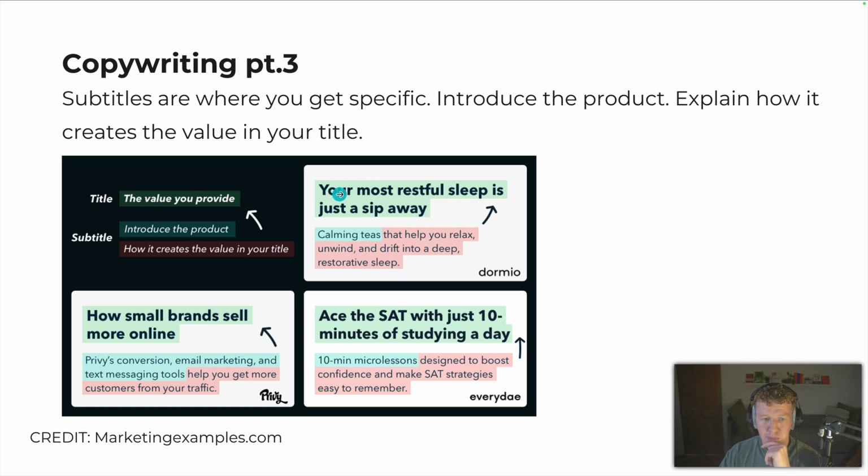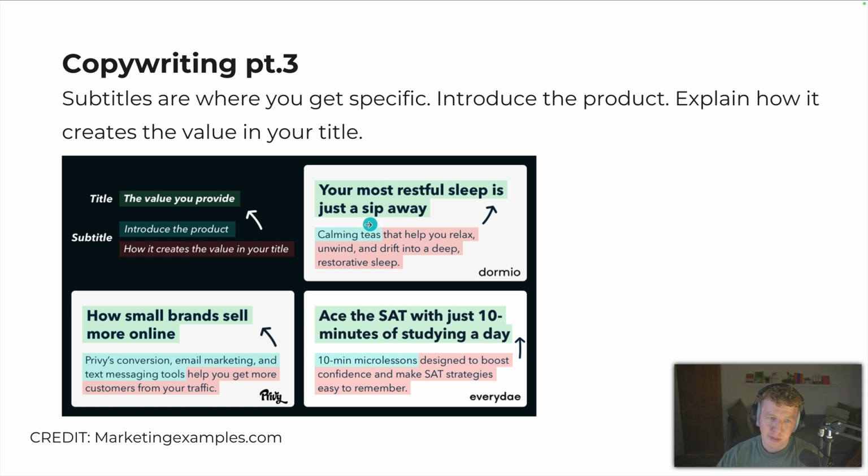So you've got the value you provide, and the subtitle introduces the product and how it creates value. For example, your most restful sleep is just a sip away. Calming teas that help you relax. The value is at the top, and then the sub-headline explains the product. Mine is value and then the offer, what you're going to get on this page. Most of the products we're doing, if we're doing lead gen, are simple and explain themselves. These examples are more software related, more complex products that need explaining. If you're advertising domestic cleaning, it doesn't really need explaining, so I think an offer probably works a little bit better.